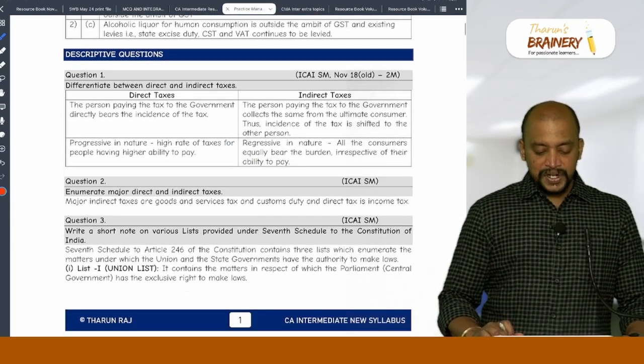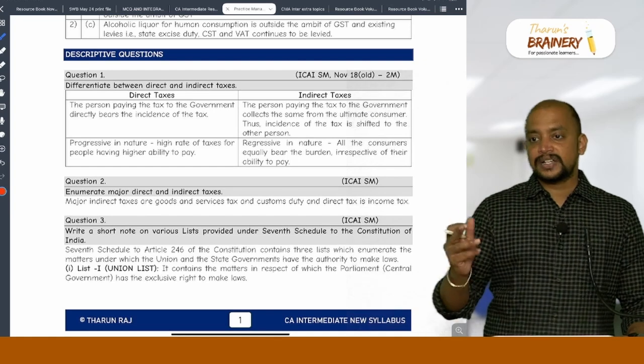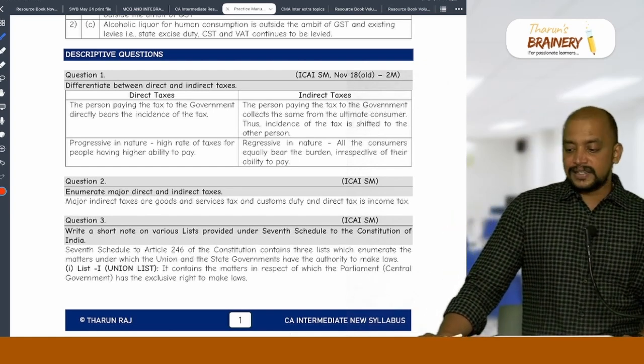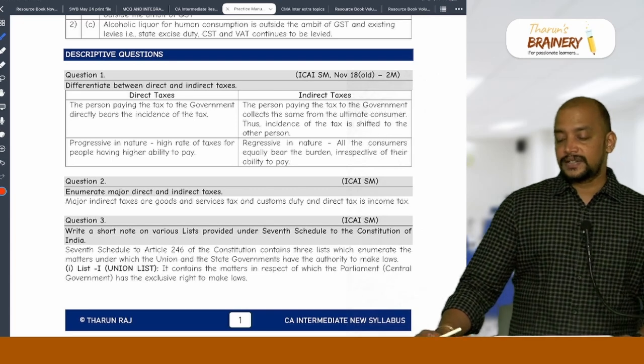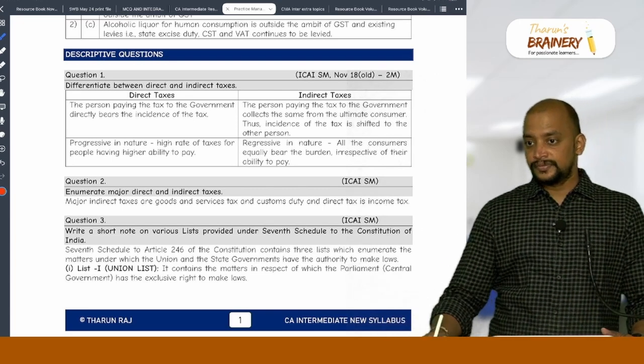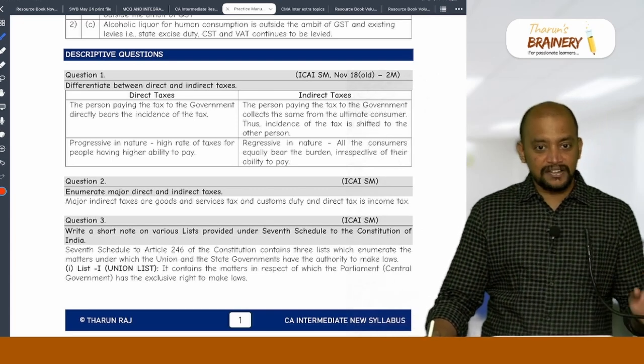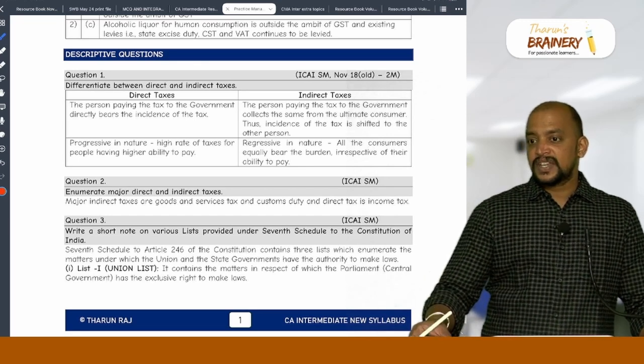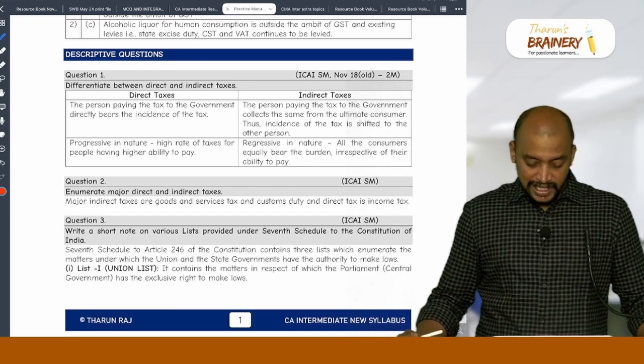Then next descriptive question, differentiate between direct and indirect tax. Already I told you that. Enumerate major direct and indirect taxes. What are the major direct and indirect taxes? Direct tax, only one we have, income tax. Indirect taxes, major that we have is customs and GST.